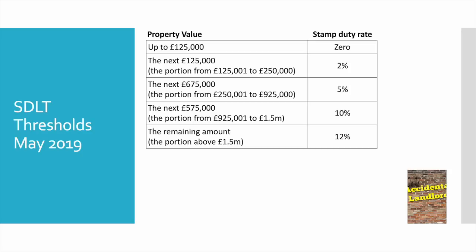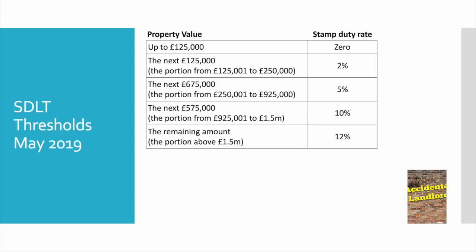The thresholds as of May 19 are: up to 125,000 is 0, 125,000 to 250,000 is 2%, the next 675,000, 250,000 to 925,000, is 5%, then 925,000 to 1.5 million is 10%, and any remaining value above 1.5 million is taxed at 12%.